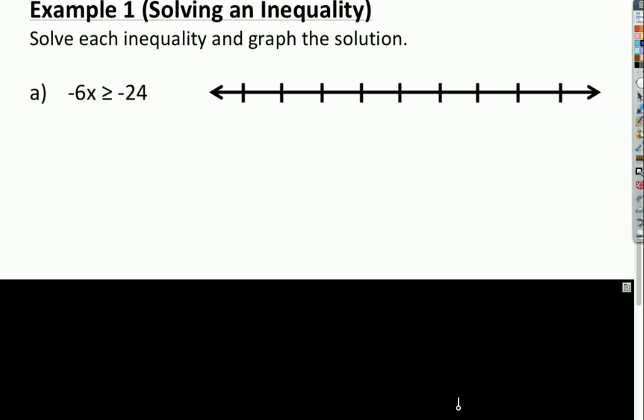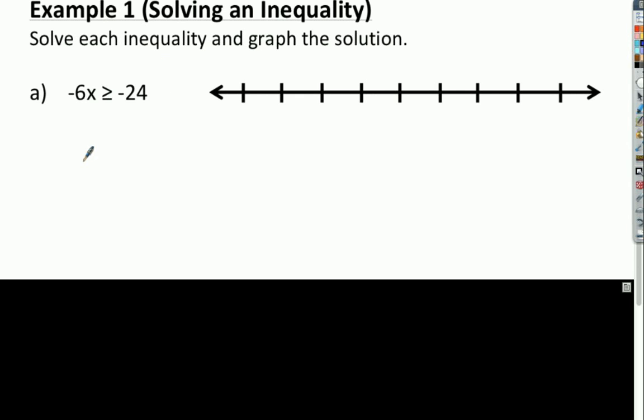Now, example 1. You don't have to copy these instructions, but make sure you read them because you're going to see those same exact instructions over and over again in my lesson, in the textbook, workbook, quiz, test. It's going to say, solve each inequality and graph the solution. So that's why we spent the time last class learning how to graph. So now we need to solve this.